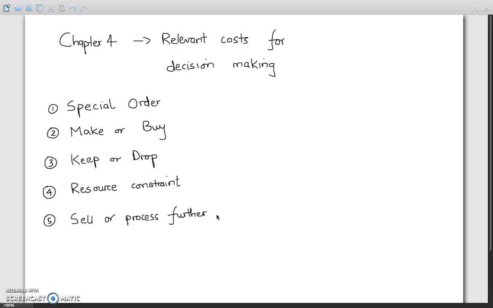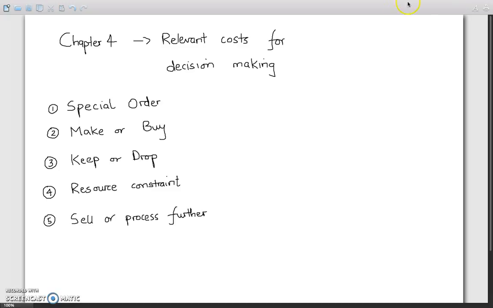Today, I'm going to be talking about Chapter 4, which is relevant costs for decision making. In this chapter, you're basically going to be looking at the 5 decisions that I've listed here. And they are special order, make or buy, keep or drop, resource constraint, and sell or process further. Now, I'm going to touch on each of these briefly and explain what they mean.